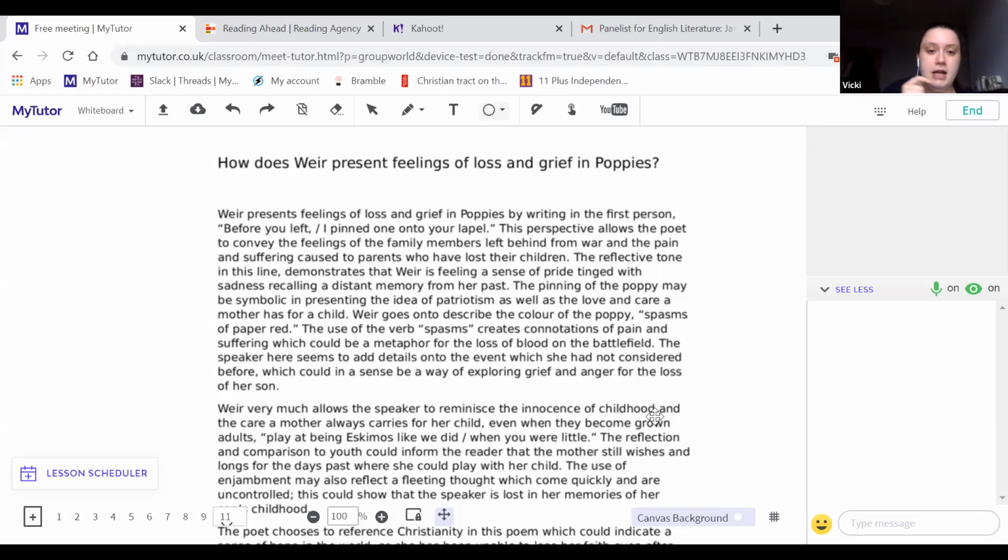So I'm going to zoom in a little bit on the description now. Weir goes on to describe the colour of the poppy, spasms of paper red. So I mentioned that I thought that was quite an odd choice. So the use of the verb spasms creates connotations of pain and suffering, which could be a metaphor for the loss of blood on the battlefield. The speaker here seems to add details onto the event which she had not considered before, which could, in a sense, be a way of exploring grief and anger for the loss of her son.